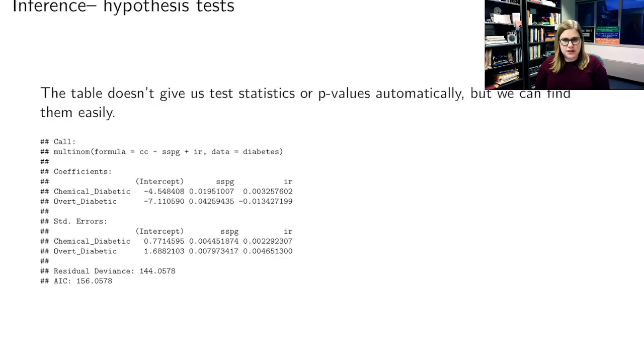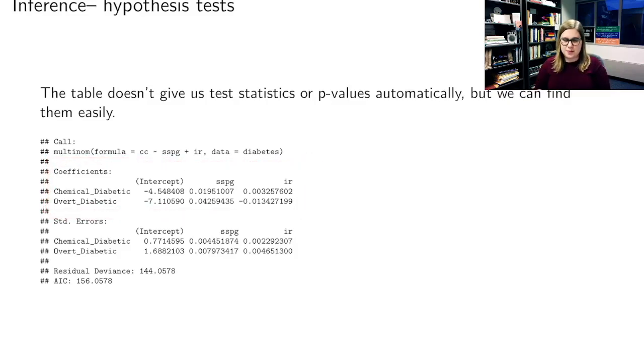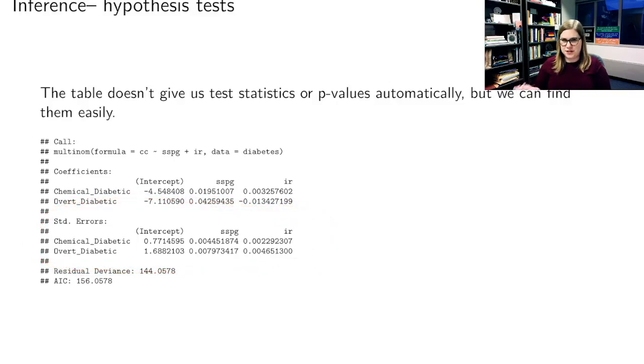So that table didn't automatically give us test statistics or p-values. We had this section that we were focusing on with the coefficients, but we don't see any p-values, we don't see any asterisks telling us significance. But we also have this section of standard errors, so we can find our test statistics and p-values pretty easily. For example, if I wanted to know if the coefficient for SSPG was significant for the chemical diabetes compared to normal clinical classification, I could take my beta hat for SSPG and divide it by the standard error for the beta hat of SSPG.